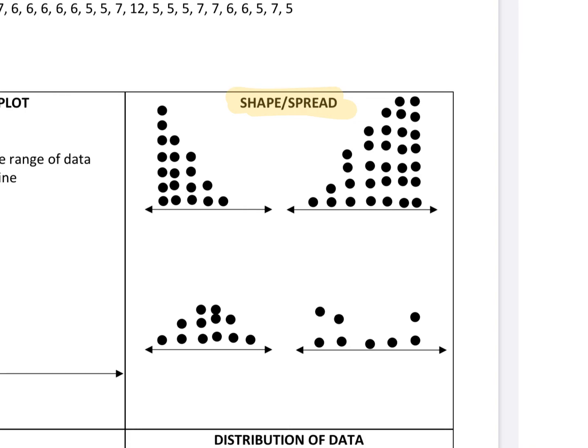Okay, the first thing I want you to write down is on top of this box, I want you to write the word skewed. Skewed. What does it mean when we're talking about skewed? Right?